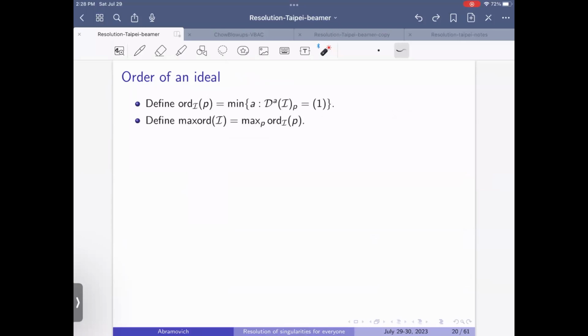Let's calculate the order of an ideal at a point. So the order of the ideal at a point is the first time that I get the unit ideal at the point. And you define the maximal order of an ideal to be the maximum of the order of the ideal at all points. And let's do one example.